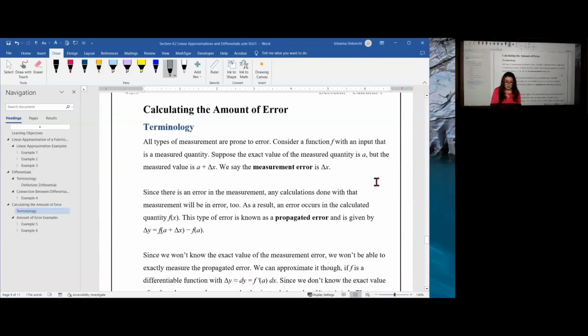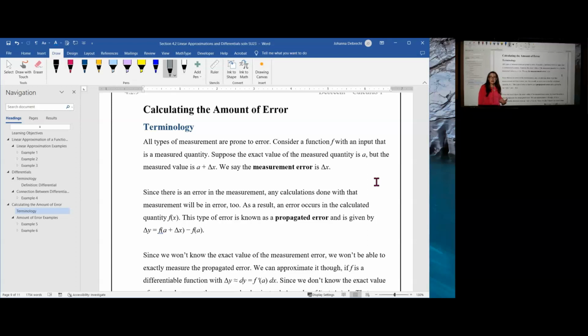How do we calculate that error? When we measure things, as we have to do in physics and other applications, there's always error involved. You take a yardstick or some kind of ruler to measure how long something is. There's going to be error. You're not going to be able to get it exactly. We call this measurement error. And if we're measuring a value and an exact value of that measured quantity is A, but we come up with A plus delta X, then we call the delta X the measurement error.